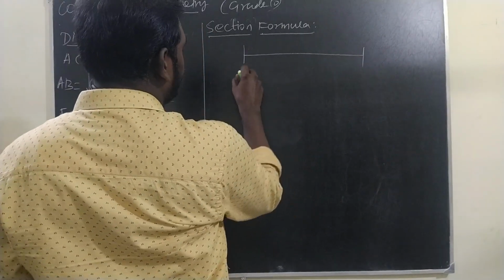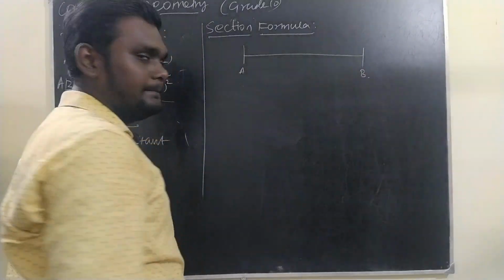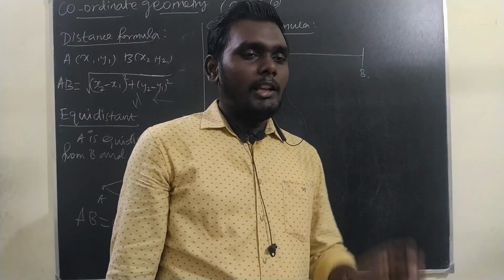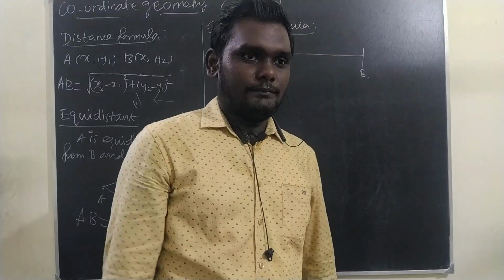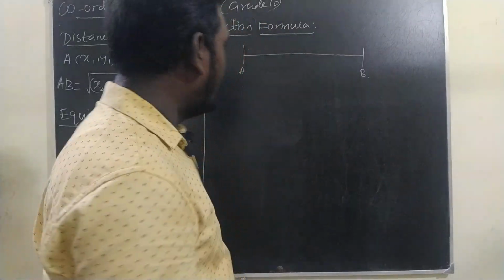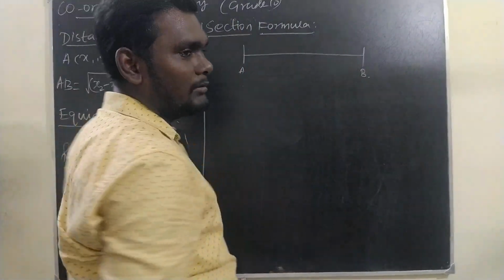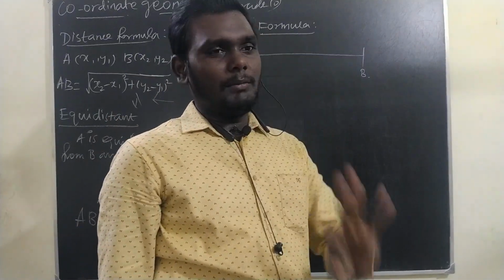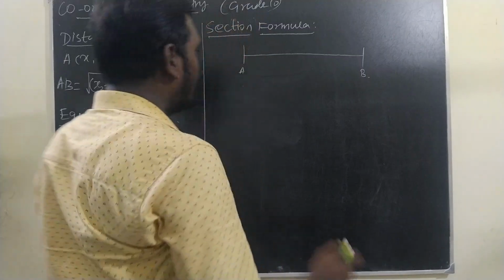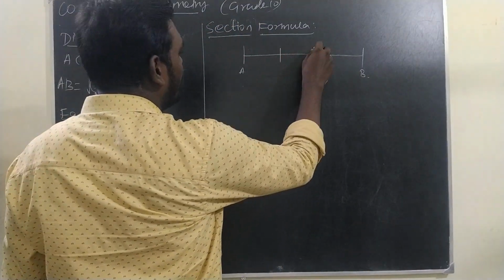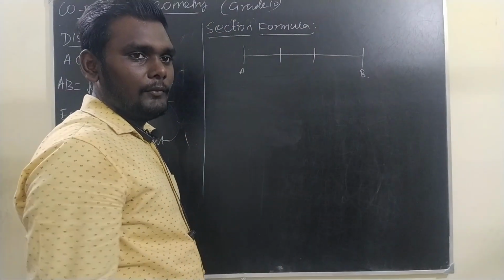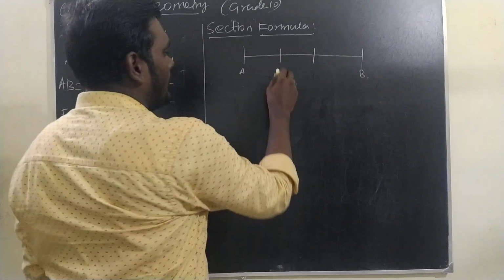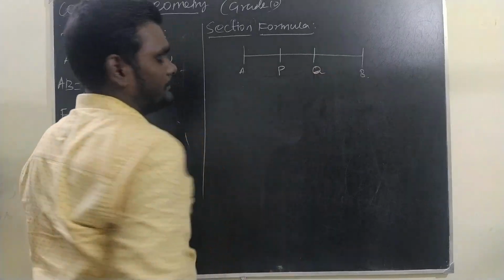Sorry, line segment. This line segment AB, we can section. Like equal parts, we should make it as sections. For instance, I am splitting this space into 4 equal parts, or 3 equal parts, let me say. Now, how many points will be in between these two? 2, because this is 1 part, 2 part, 3 part. So I am marking this as P and Q.